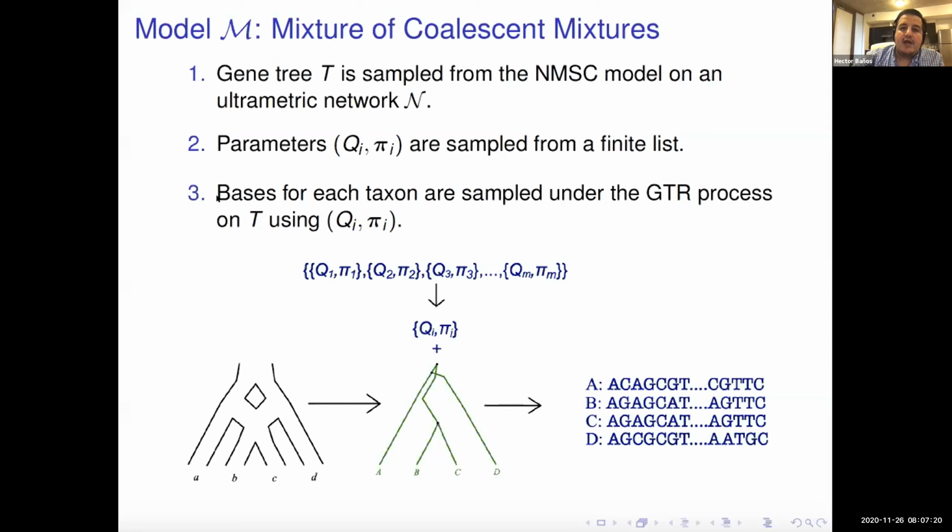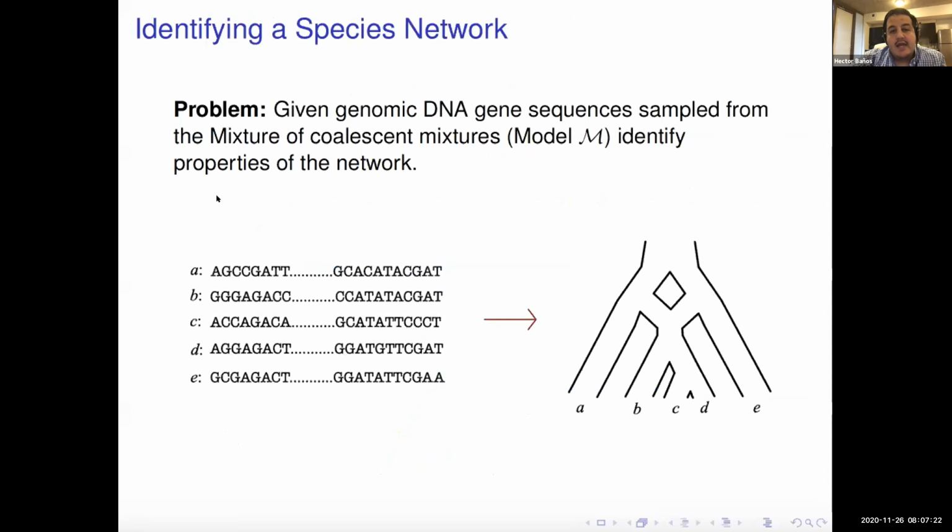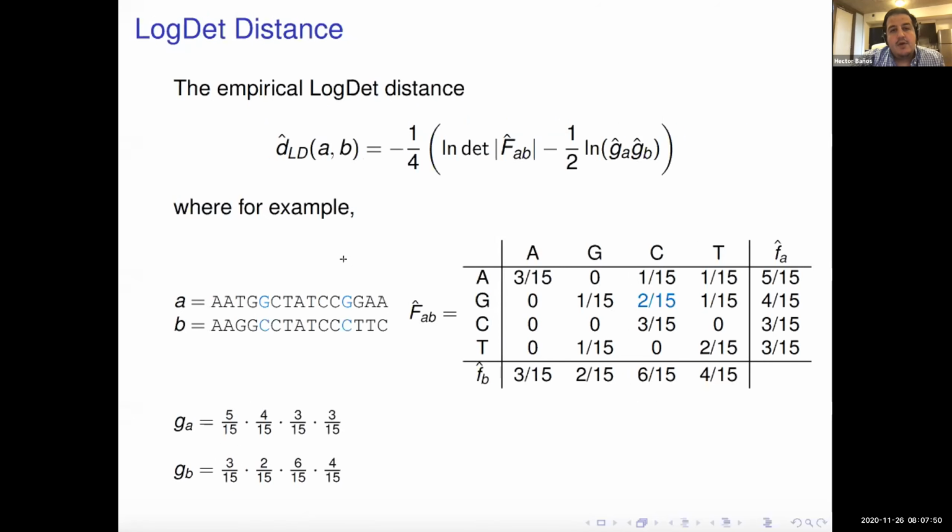Okay, so the question we're interested in is, given genomic DNA sequences sampled from a mixture of coalescent mixtures, what properties can we identify from the network? Someone handed us these things that we're generating on our model M, or mixture of coalescent mixtures. What can we tell about the network? So for our identifiability result, we use the LogDet distance, which again, most of you may be familiar with.